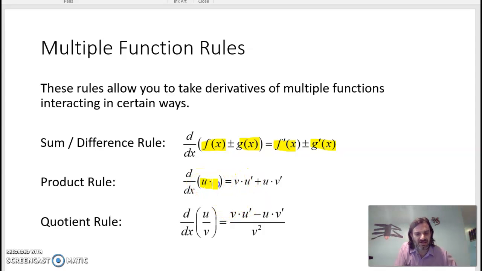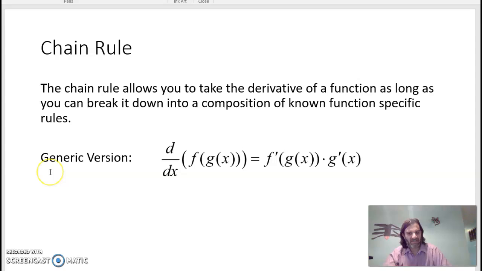Product rule, if we have two things multiplied together that we know how to take the derivative of, we can use the product rule. If we know how to take the derivative of two things in a quotient, we can use the quotient rule. But in all those cases, we have to be able to break it down into something that will use a function-specific rule. So back to the chain rule. The chain rule, I said, will let us take the derivative of composite functions. But before we do that, let's remind ourselves what a composite function is.